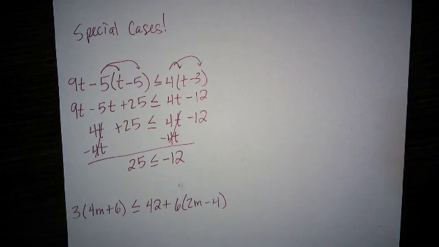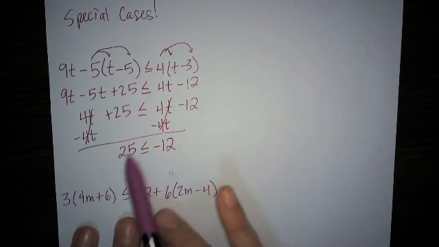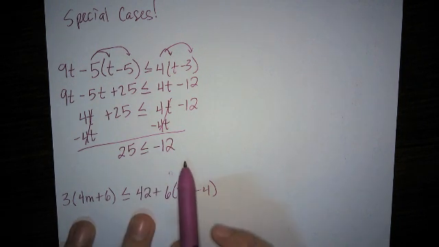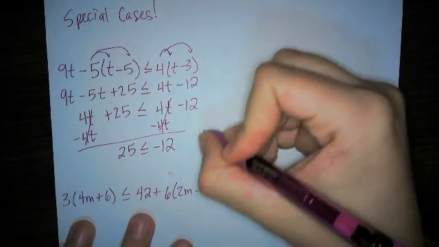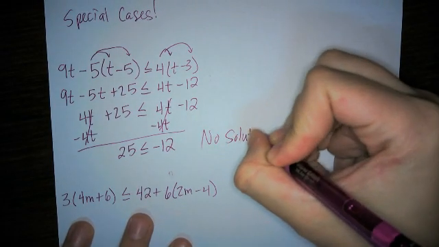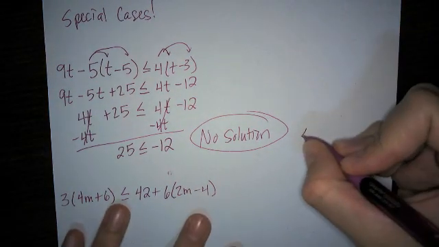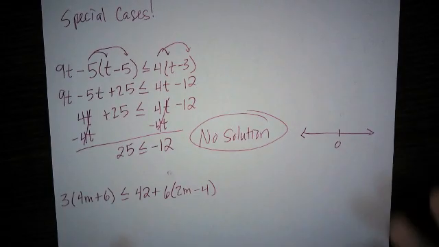Again, when your variables cancel, just like with equations, that's our special case. In this case, though, we don't have an equal sign, but we do have a statement, and it says that 25 is less than or equal to negative 12. This statement is not true, and because it's not true, this would be no solution. And if it did ask you to graph, a no solution graph would just have nothing on it. It would just be blank. Okay, so that's one of our special cases.